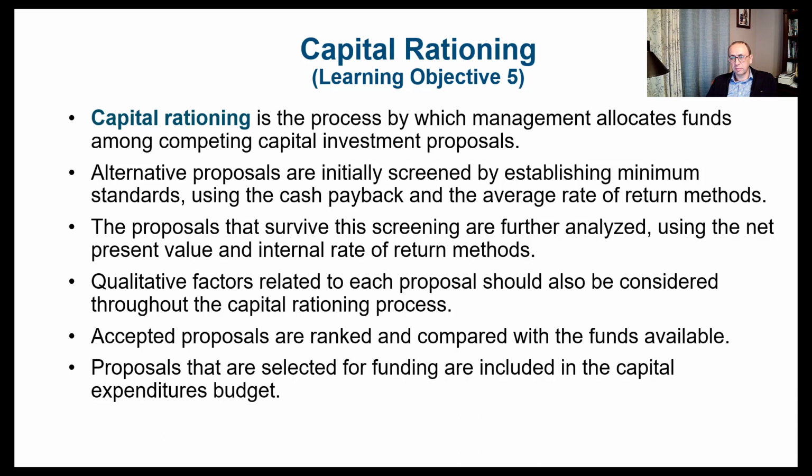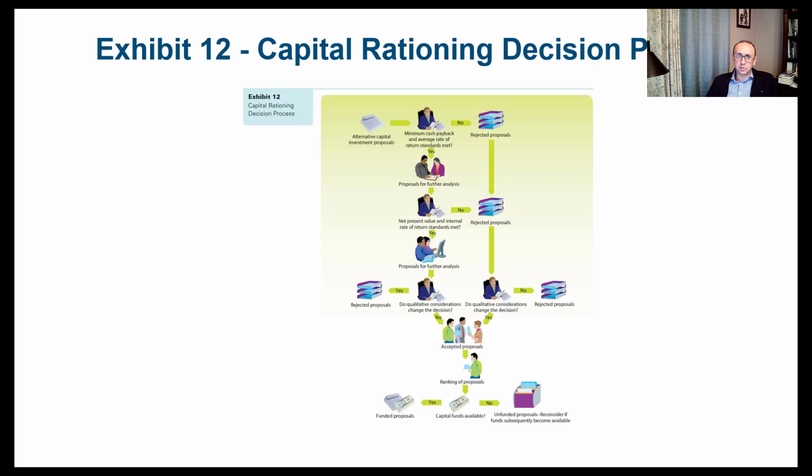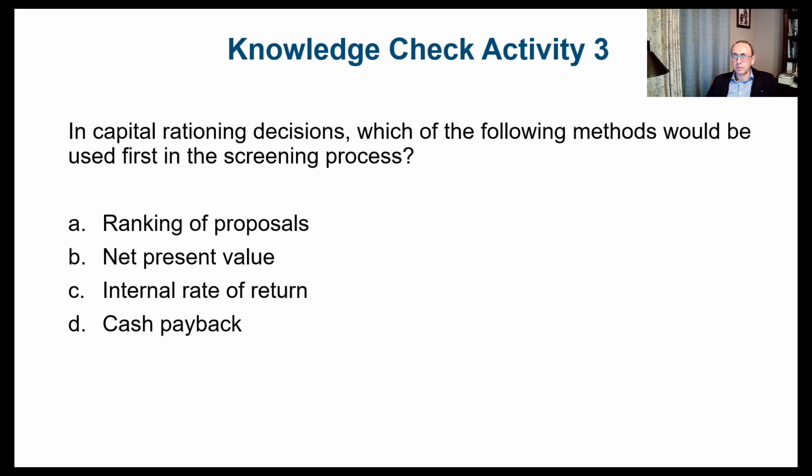And then accepted proposals are ranked and compared with the funds available. Finally, proposals that are selected for funding are included in the capital expenditures budget. And here we just have some kind of presentation of the process. Again, it just repeats what we went over right now. So now let's go over a quick knowledge check.